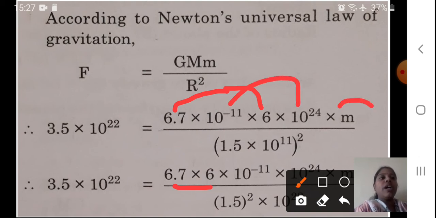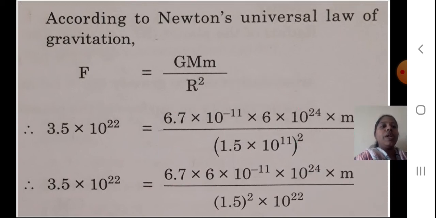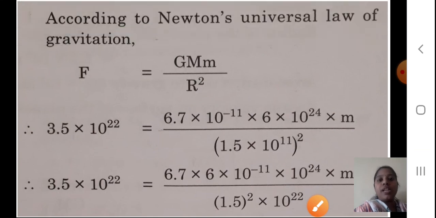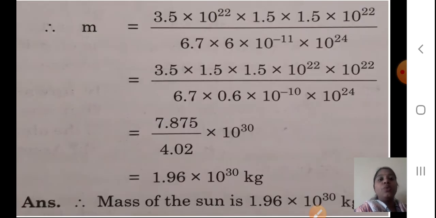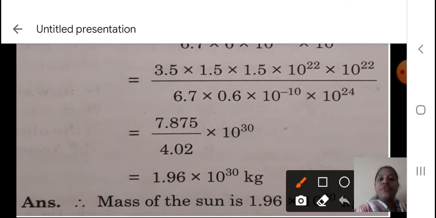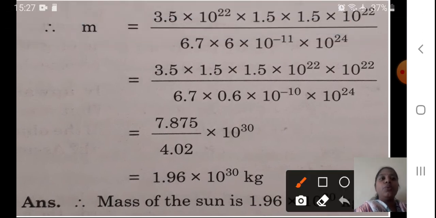They have taken m, which we are going to find out, right? Down also what they have done: 11 into 2 will become 22. So see here, 10 raised to 22 has come, and 1.5 the whole square. So first you solve this. Let's see what we get in the next step, m. So what has come: 3.5 into 10 raised to 22 into 1.5 into 1.5. They are splitting it into 10 raised to 22 upon 6.7 into 6 multiplied by 10 raised to minus 11 into 10 raised to 24.